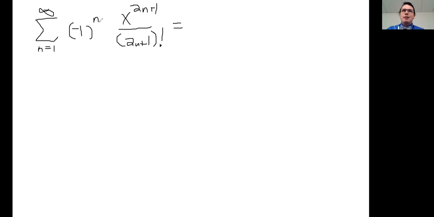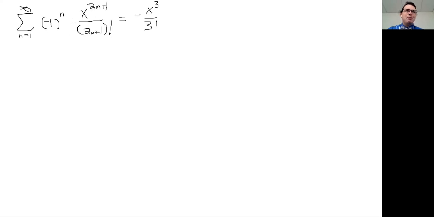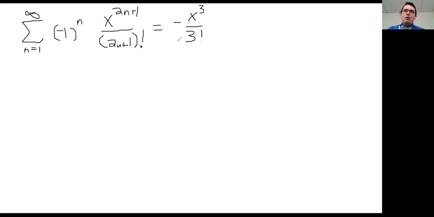The very smallest one of these is going to be my index n equals 1. My -1 to the power 1 will be -1. My numerator will be x to the power 3. My denominator will be 3 factorial, right? So I'm just writing out what that formula would give me. If n equals 2, I'll get a positive number, right? -1 squared is positive 1. This will be multiplied by x to the power 5 and divided by 5 factorial.